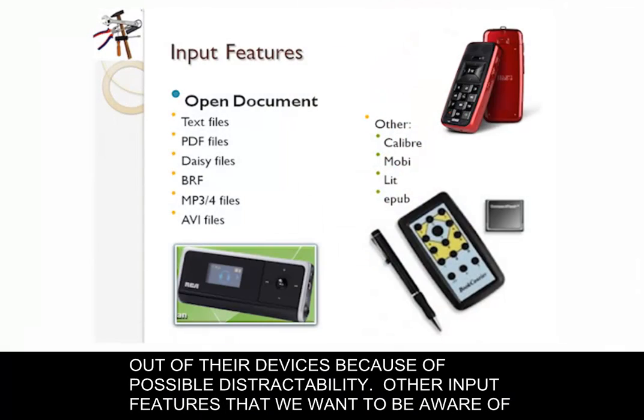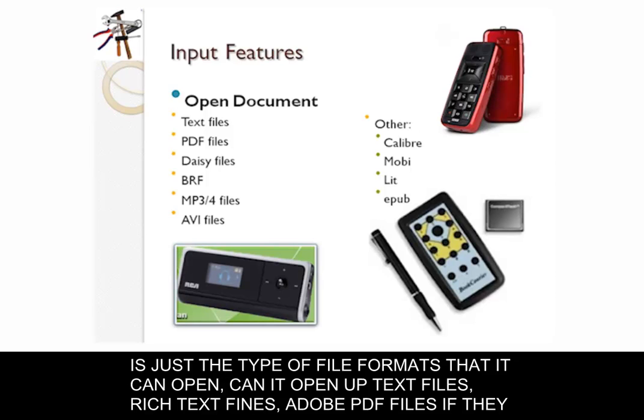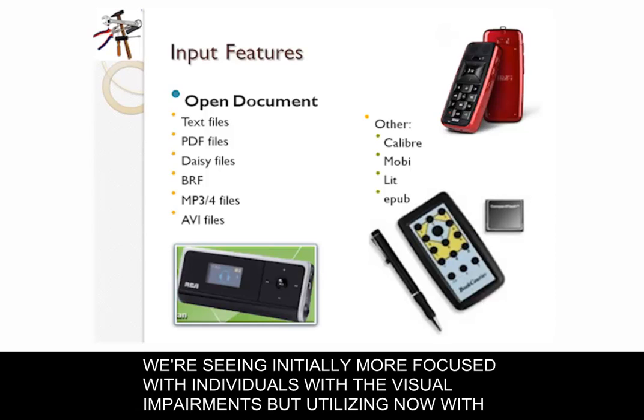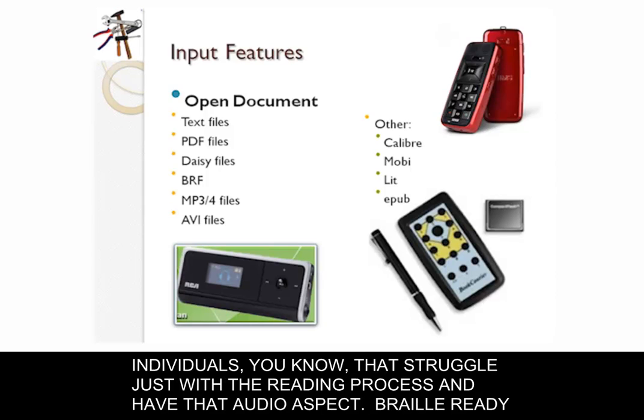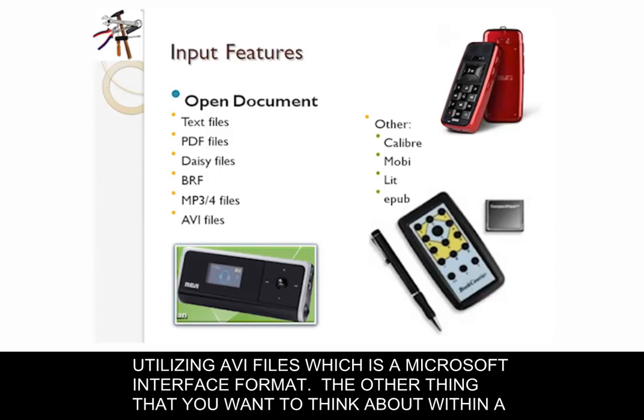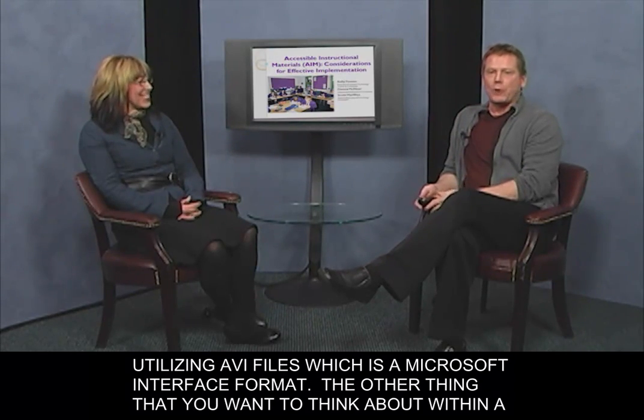Other input features that we want to be aware of is the type of file formats that it can open. Can it open text files, rich text files, Adobe PDF files, if they haven't been locked out of those particular file formats? Can it read DAISY files, which is a format that we initially saw more focused on individuals with visual impairments, but now utilized with individuals who struggle with the reading process and benefit from that audio aspect? Braille ready file formats, or whether it's going to be MP3 players, or AVI files, which is a Microsoft interface format.